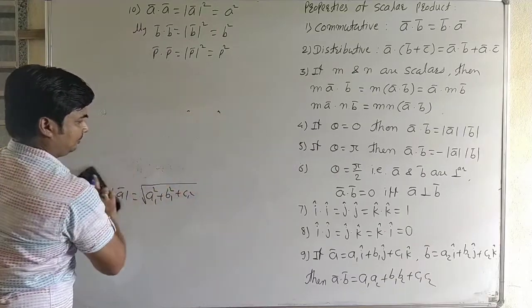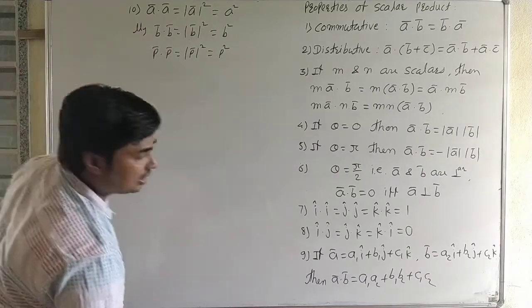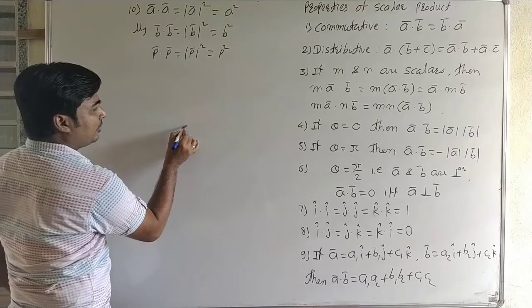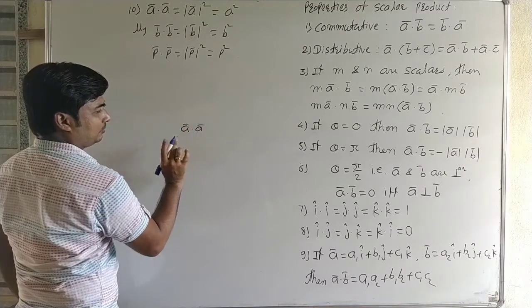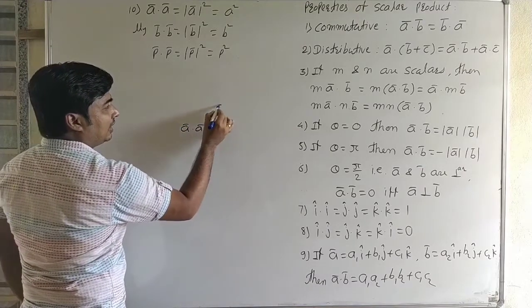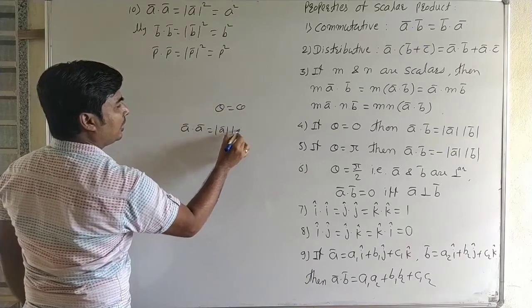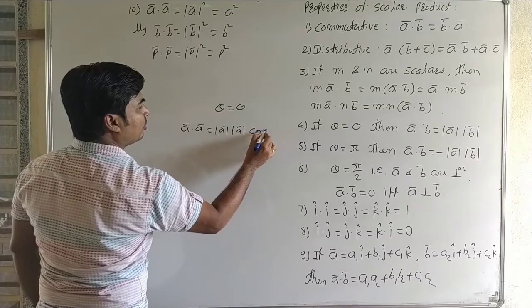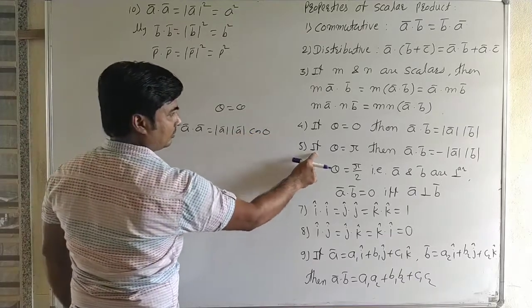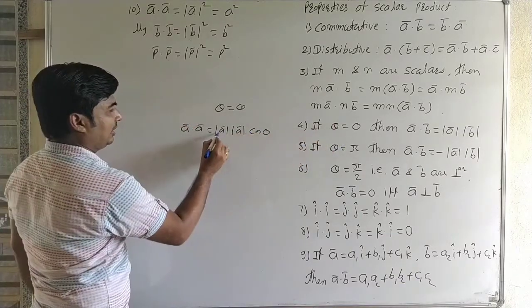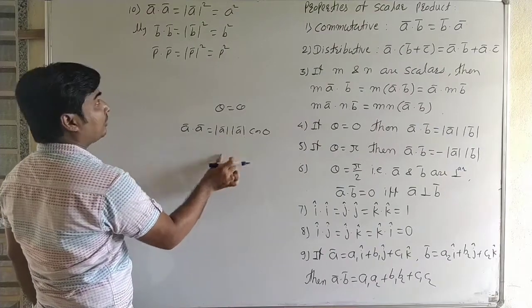Here when we take a dot product of the same vector, that is A bar dot A bar, then theta is equal to 0, and that means magnitude of A bar into magnitude of A bar into cos 0, it is number 4, and then cos 0 is 1, and so magnitude of A bar square.